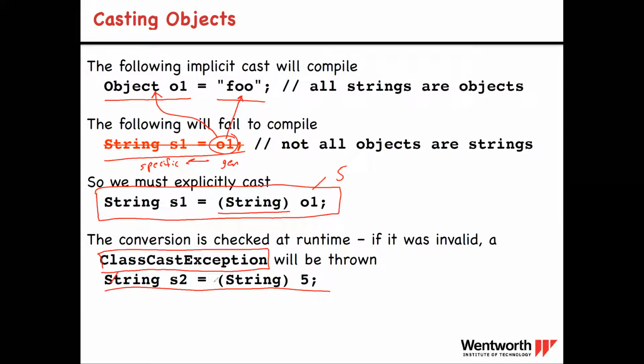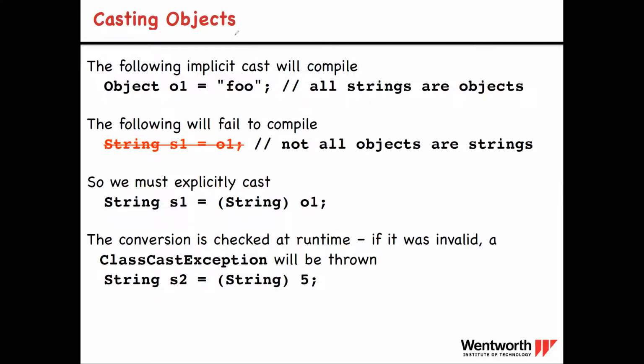So for objects, you have this exact same idea as you have with numbers. General to more specific must have a cast. Specific to more general, so specific here being the string to more general being the object, does not require a cast.